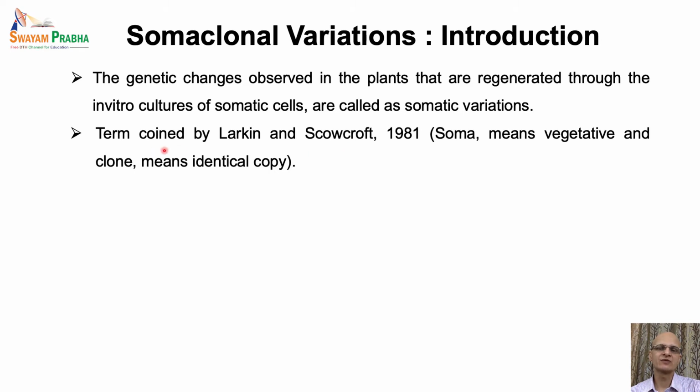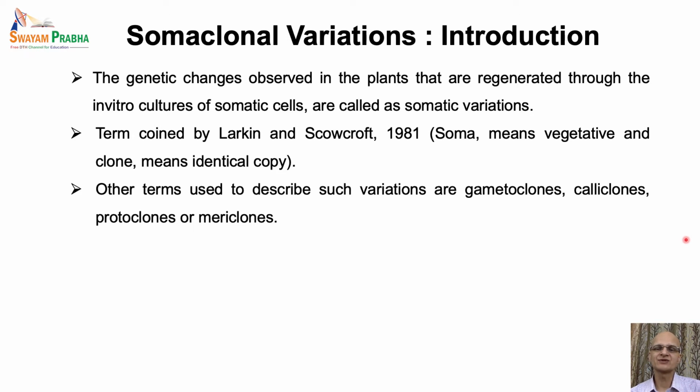The term somaclones was coined for the first time by Larkin and Scowcroft in 1981, where soma means vegetative and clone means identical copies. That is, the variations which arise in the vegetative clones of plants are called somaclonal variations.